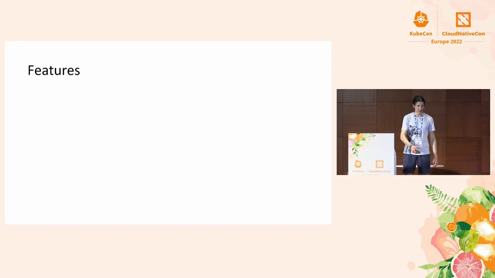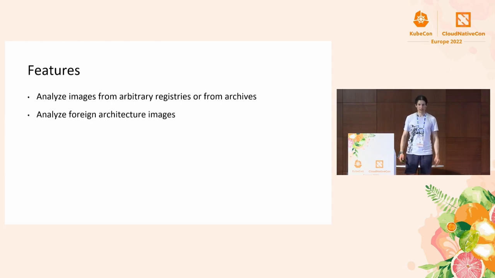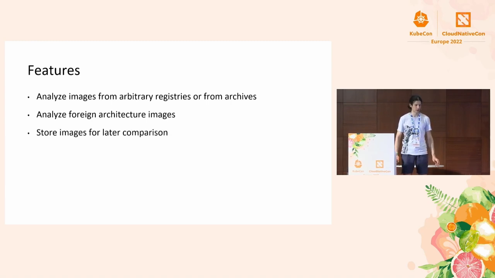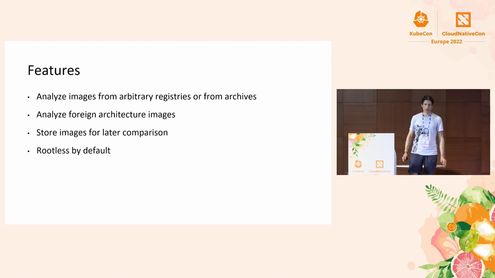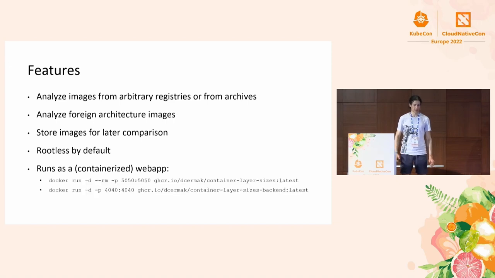Since I'm running out of time, let's take a look at a few of the features. You can take container images from a registry or from a local archive, so you don't even have to push them anywhere. You can analyze images from various architectures, so you're not limited to your current system's architecture, which also became crucial at some point. You can store them in a database. Currently, that's SQLite. It runs rootless by default, if you like that. And if you want, you can run it on your local system as a containerized web app.